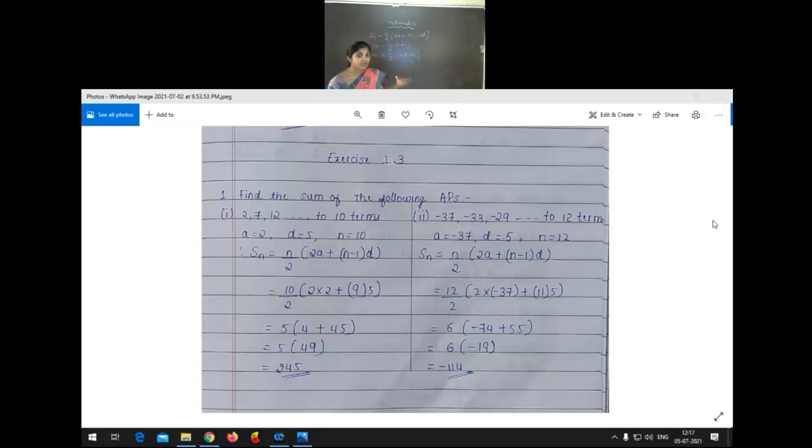Here a is the first term, an is the last term, and when the first term and last term are given, directly using this formula, you can find out the sum of n terms of an AP. So these are the three formulas related to the sum of n terms of an AP. Now, using these formulas, we have to work out the example problems and exercise problems. Example problems I have already sent in your WhatsApp group. You just go through that.